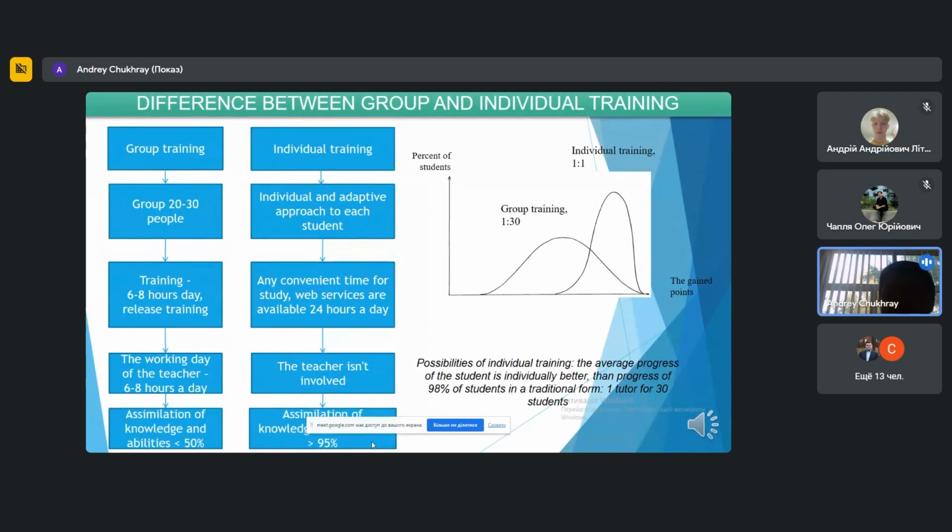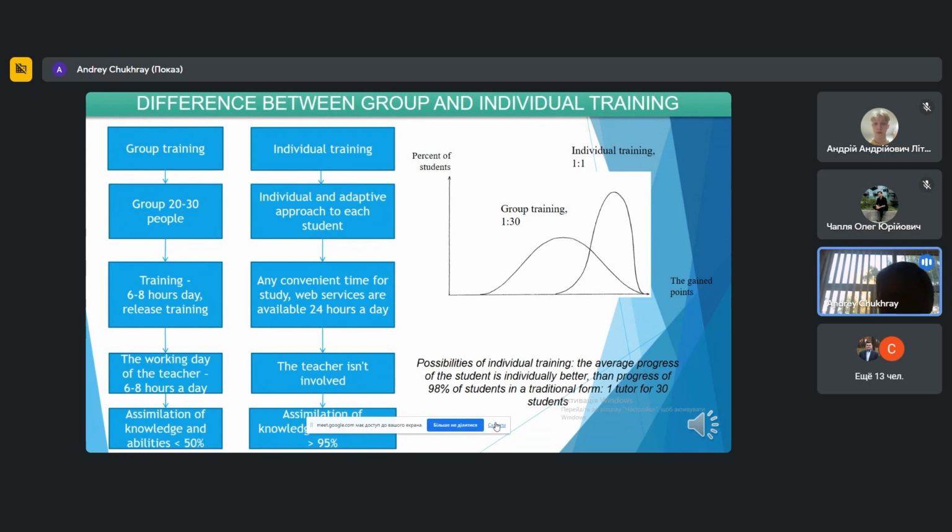there is a difference between group and individual training in school, in university, and so on. For example, group training: there is a group of 20, 30 people training 6, 8 hours a day, real training, the working day of the teacher 6, 8 hours a day, and assimilation of knowledge and abilities less than 50%. And individual training: an individual and adaptive approach to each student, any convenient time for study, web services are available 24 hours a day in the case of intelligent tutoring system application, and the teacher isn't involved. And the assimilation of knowledge and skills is more than 95%.